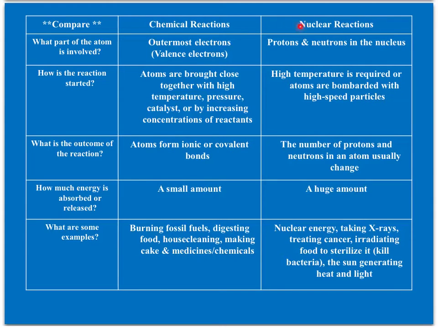Burning fossil fuels, gasoline, charcoal, digesting your food, house cleaning, making cake, medicines, chemicals. And nuclear chemistry sometimes actually even falls into the physics category. So now we're talking about the protons and neutrons just in the nucleus of the atom. So we're looking at a lot of high temperatures, sometimes up to 1,000,000 degrees, and we're bombarding with high-speed particles, those neutron bullets. So the number of protons and neutrons in an atom usually change. So there's huge amounts of energy.